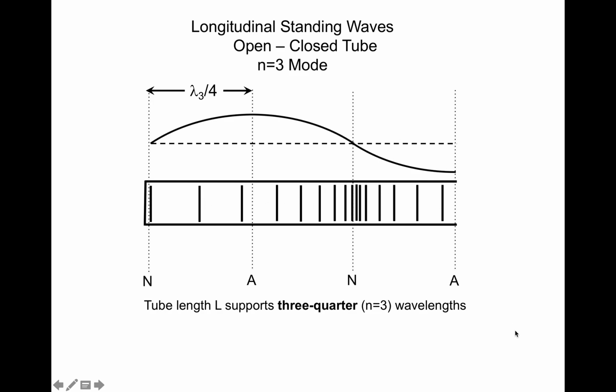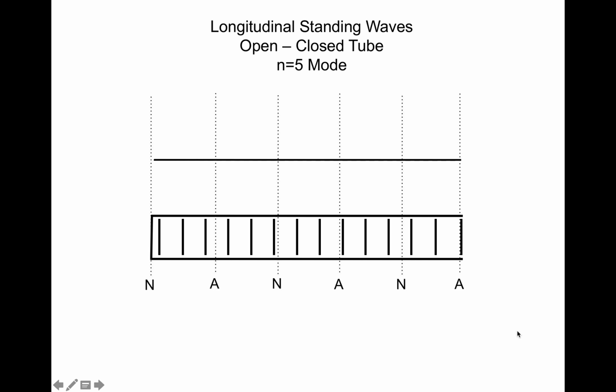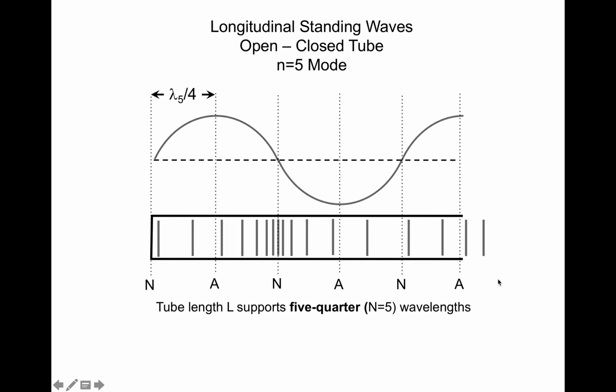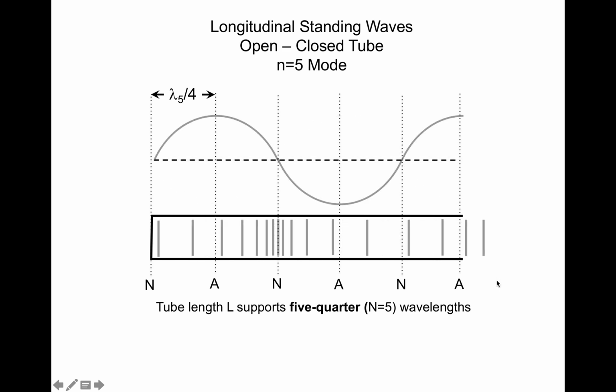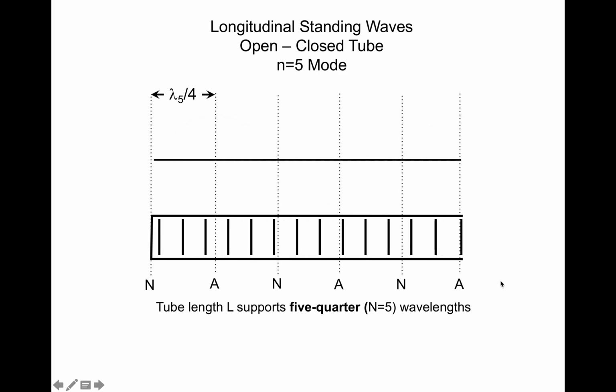Okay? The next allowed mode, well, we have an antinode at the open end and a node at the closed end. We have 2 antinode-node pairs in there, equally spaced. So by definition, here's a quarter of a wavelength right there. But there's 5 of them, so it's the 5th mode. The even modes are not supported, only the odd modes. And here's what the complex longitudinal standing wave pattern looks like. Pretty exciting. Okay, but again, it's that transverse wave picture we really want to look at.